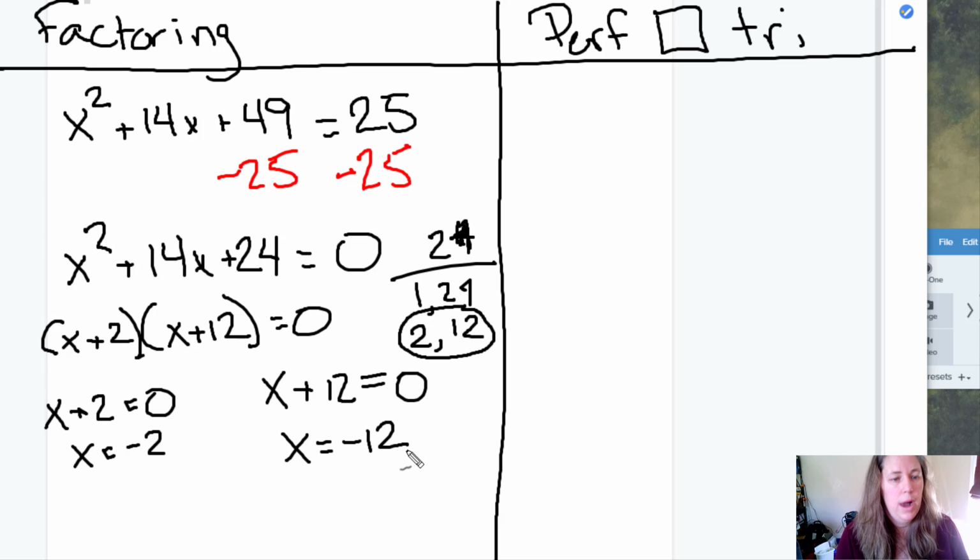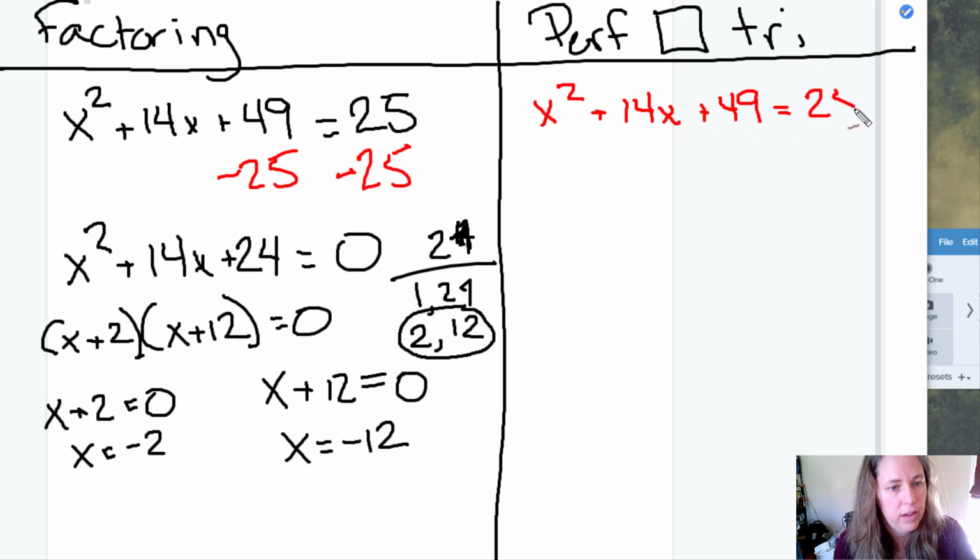So if we can solve this by factoring, why have this perfect square trinomial method? So we're going to just redo this. x squared plus 14x plus 49 equals 25. If we're lucky and we're paying attention, which doesn't happen a ton, we're going to notice, oh, it's a perfect square trinomial.